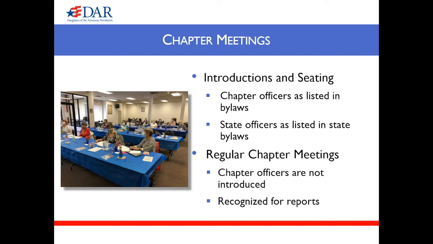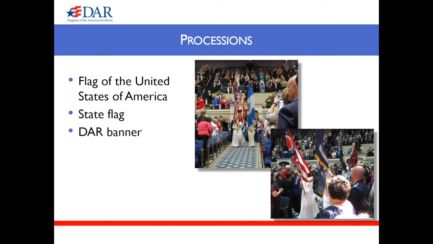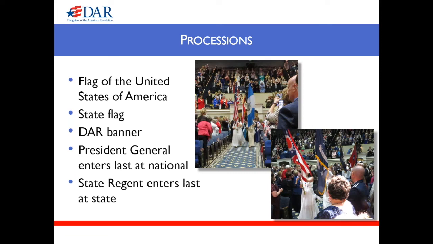If time permits, at a special meeting such as Constitution Luncheon, chapter officers may be recognized, but this is not required. The pages carrying the flags should lead formal processions. First, the flag of the United States of America, followed by the state flag and the DAR banner. The order of precedence for those in the processional is the reverse of that for receiving lines, except during a business session when the parliamentarian should be at her place before the processional begins. At Continental Congress and at national DAR functions, the President General enters last. In her state, the state regent enters last.